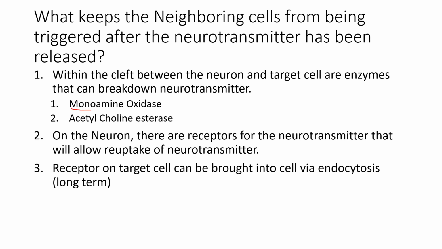You have a monoamine oxidase, and a monoamine oxidase works on tyrosine type neurotransmitters. These are serotonin, norepinephrine, dopamine. And monoamine oxidase will take a monoamine, those three types of neurotransmitters, and break them. And if they're broken, you no longer have that neurotransmitter. It will not affect the neighboring cell.